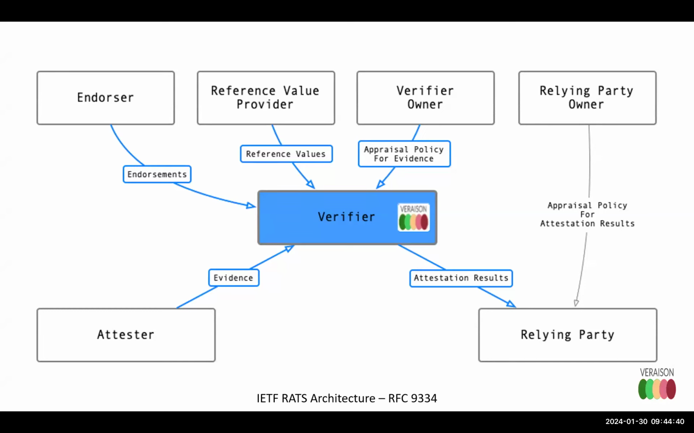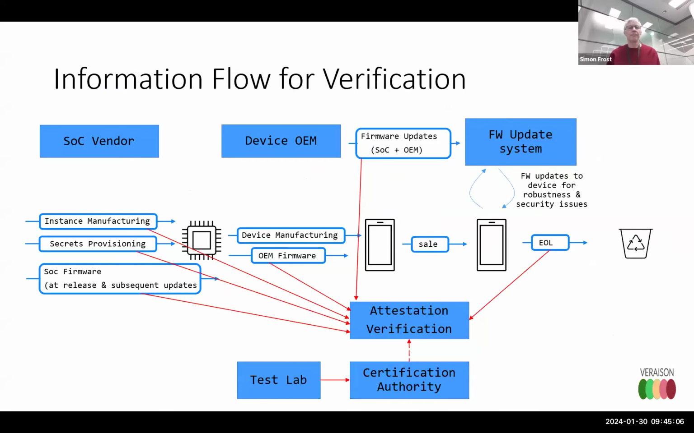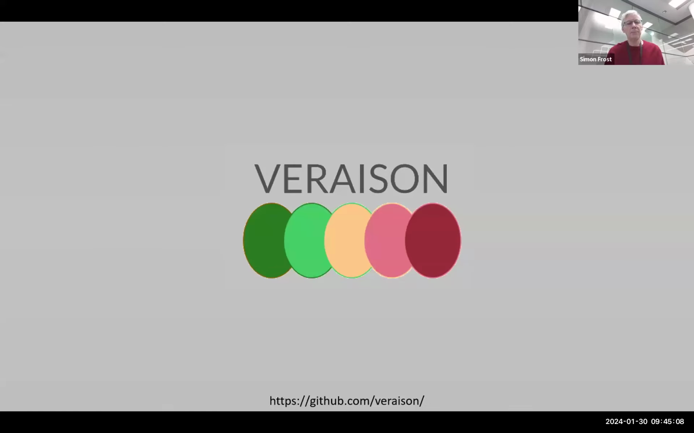One question around the capabilities of Veraison. I'm looking at mostly the firmware measurements and the reference measurements. So if the reference measurements are made available to Veraison, as well as the actual measurements from an attester, can the Veraison software evaluate both and then provide a status update? Absolutely.